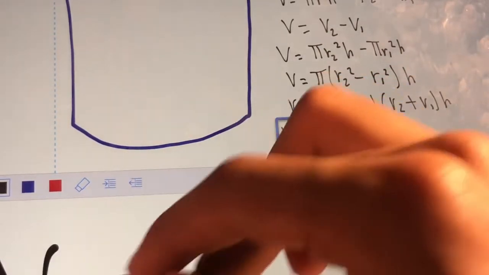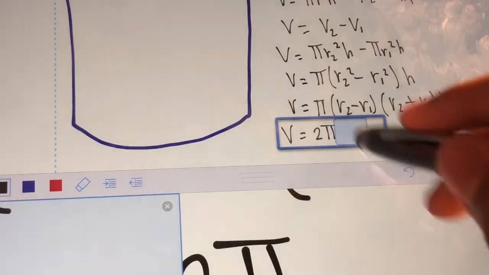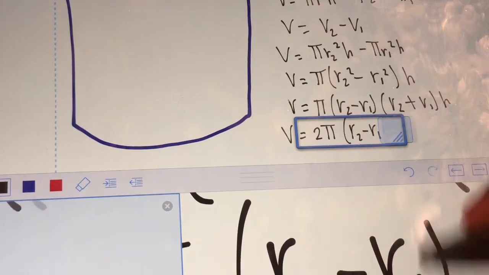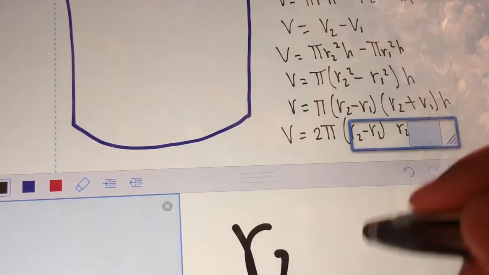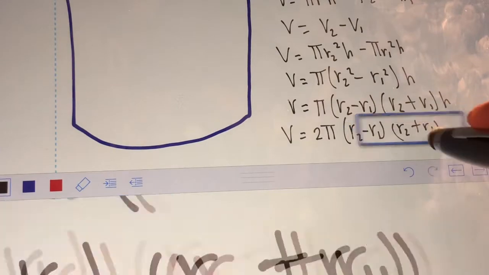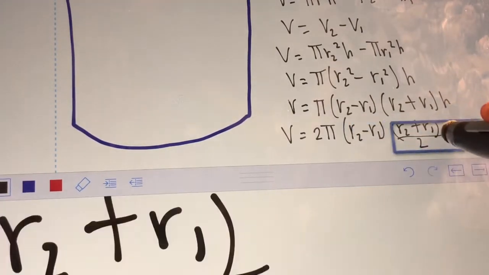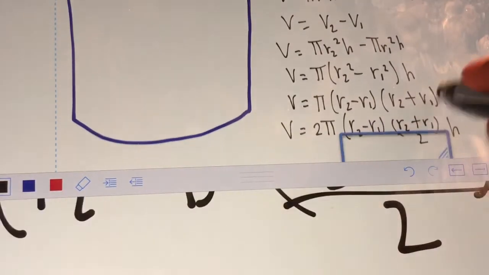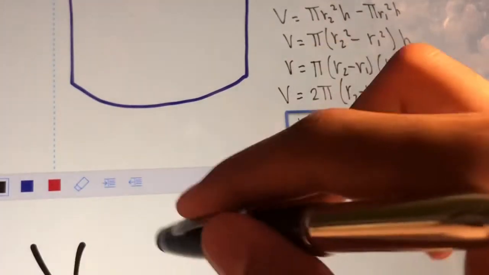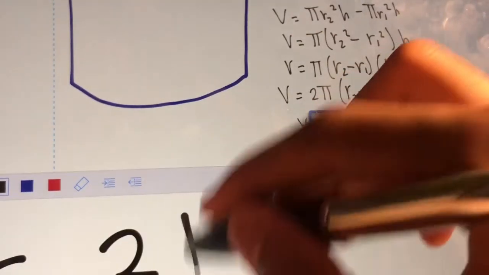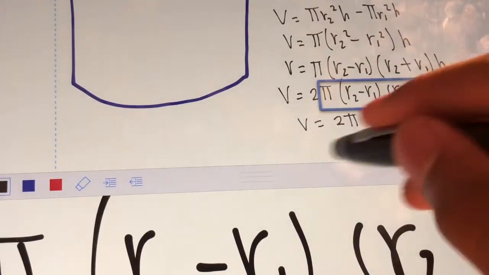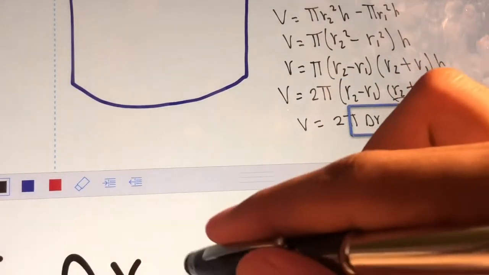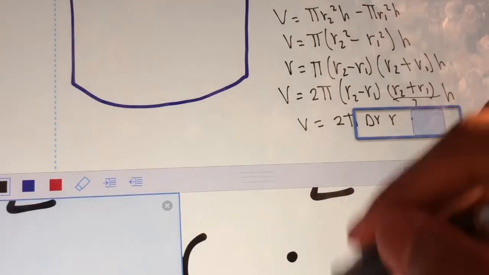So volume equals 2 pi, so you're multiplying this term by 2, R2 minus R1, and then R2 plus R1, and then this works out nicely, right? So you divide this term by 2, multiply by h. So R2 plus R1 over 2 is just the radius. That's the average radius of it. So it becomes 2 pi, and this term R2 minus R1 is delta R, that's the change in R, times the radius times the height.